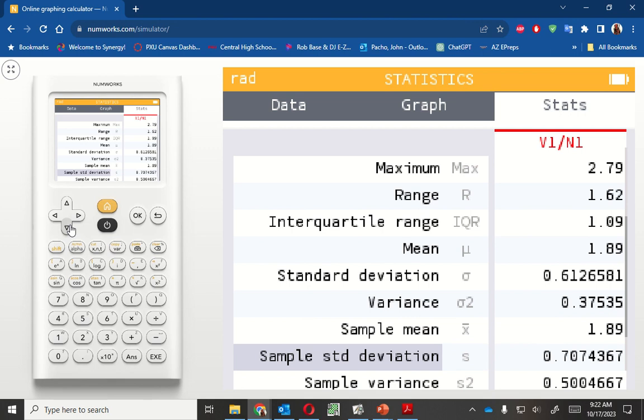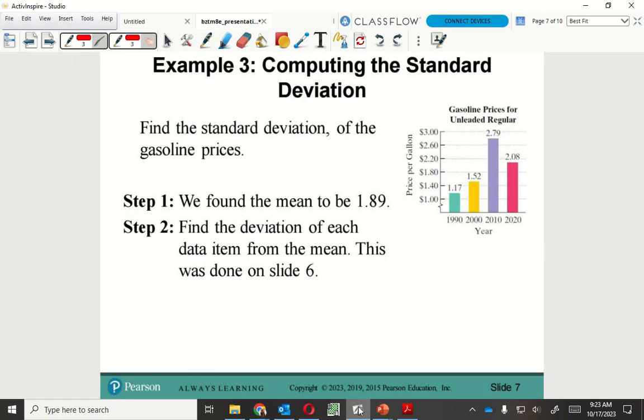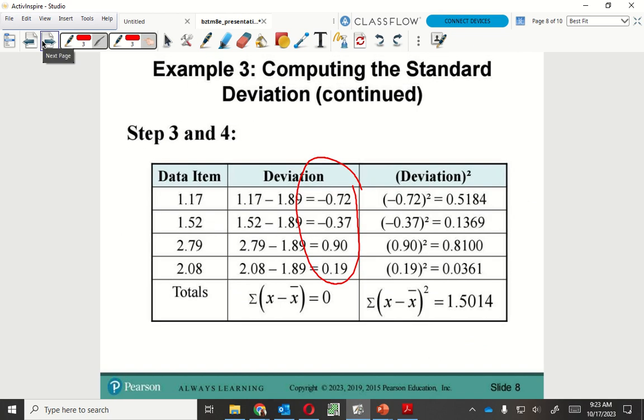So in my notes right here, after I get my sample mean, I have my sample standard deviation. My sample standard deviation is going to be 0.707436, blah, blah, blah. And we're going to round this to 2 decimal points, which is going to be 0.71. NumWorks did everything for me, didn't it? It did. So the only thing I have to do when I'm doing the notes is make sure I am filling in all my boxes for my values it's asking for.